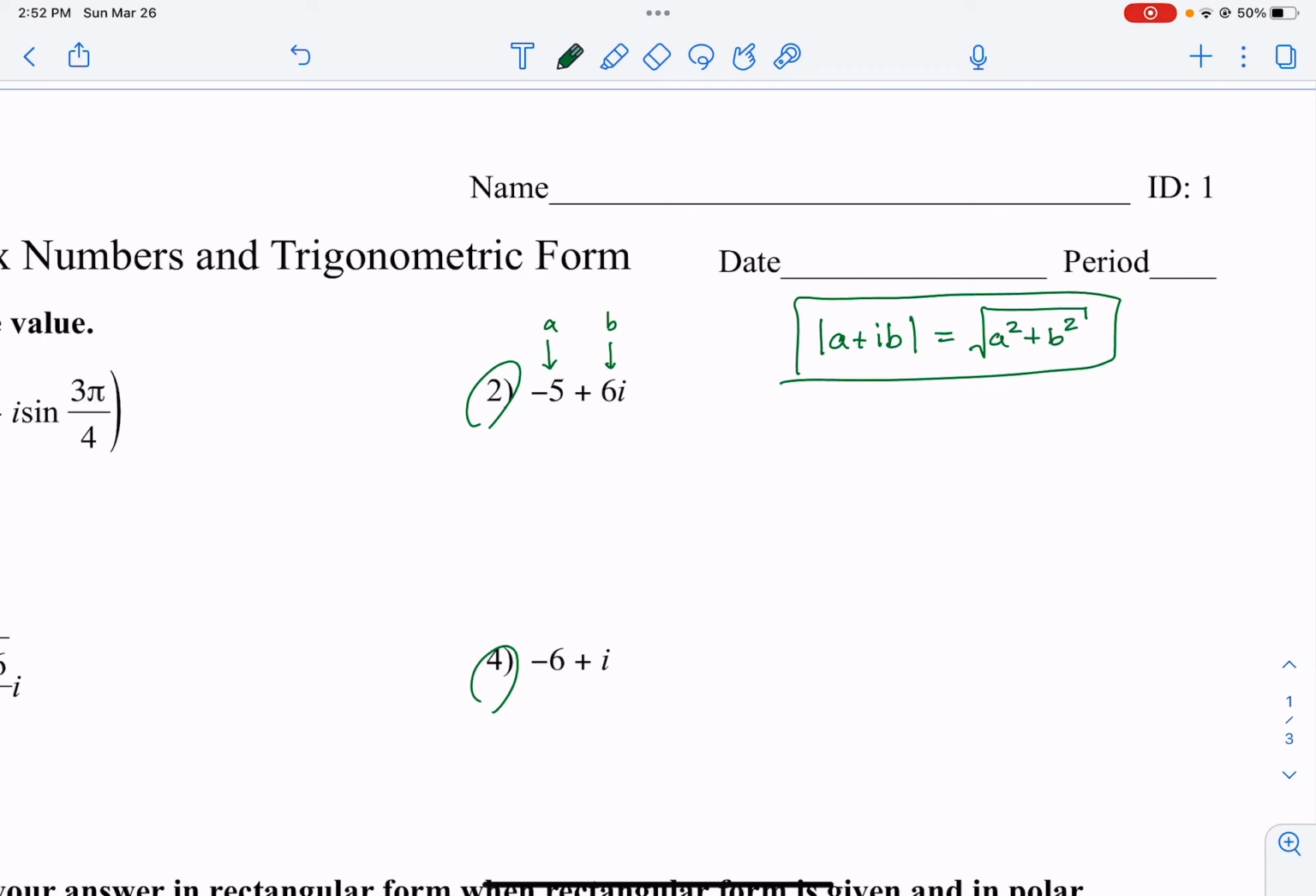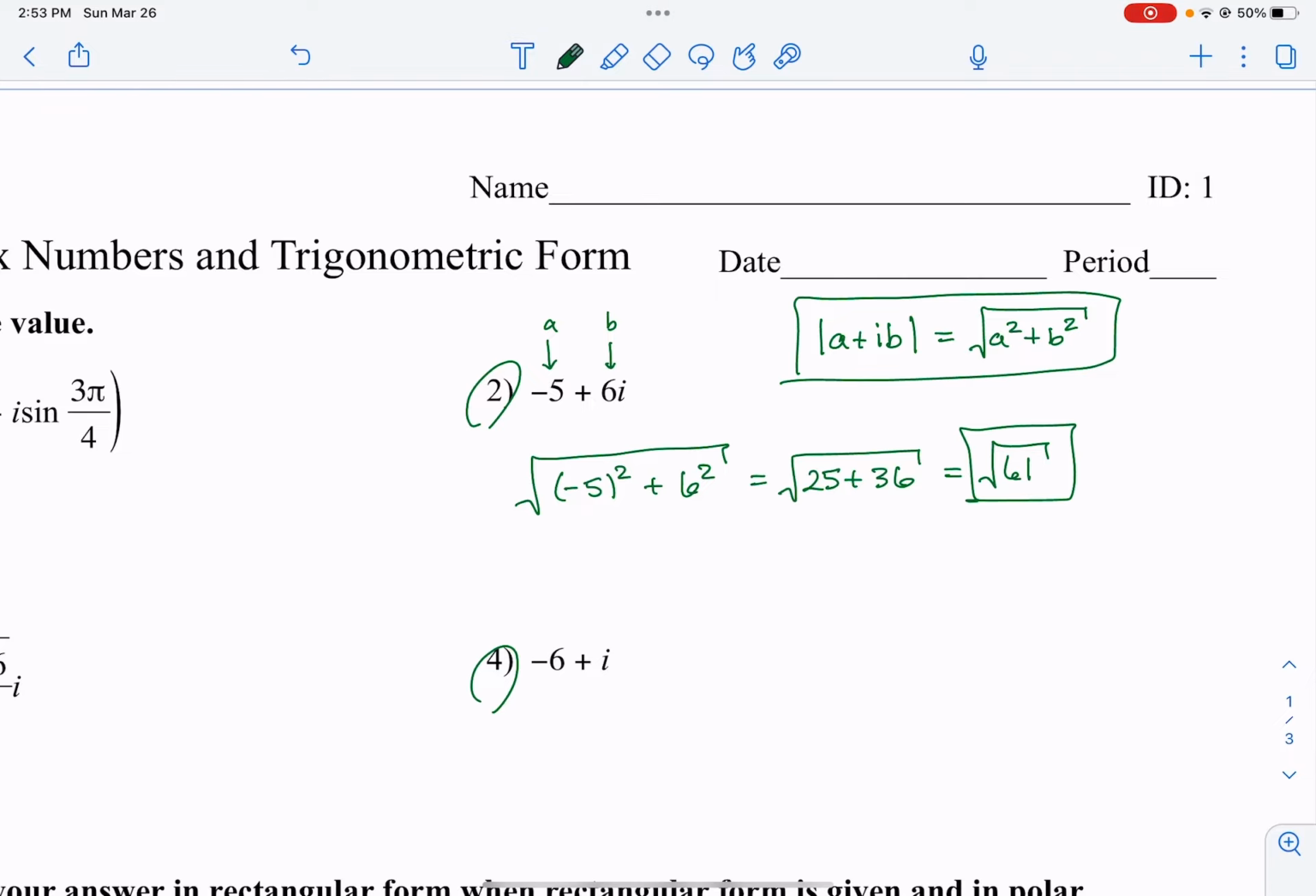So in this case, we would do the square root of negative 5 squared plus 6 squared. So we have 25 plus 36 in a square root. And remember, y'all are going to have a quiz the next class after the weekend, so stuff like this could easily be on there. 25 plus 36 is 61, and you can just go ahead and leave it in the square root. That's fine.